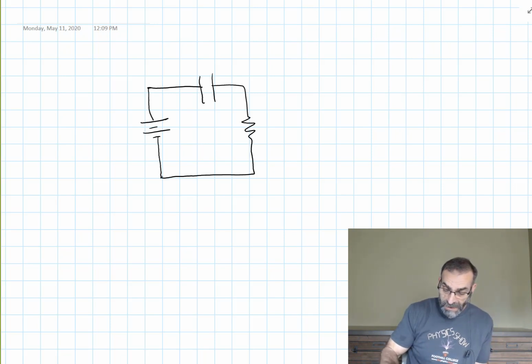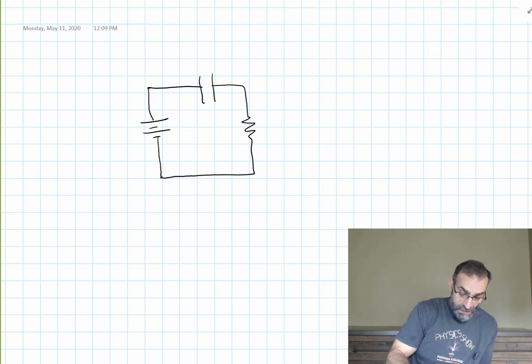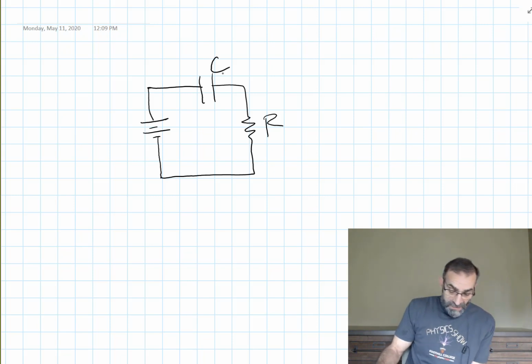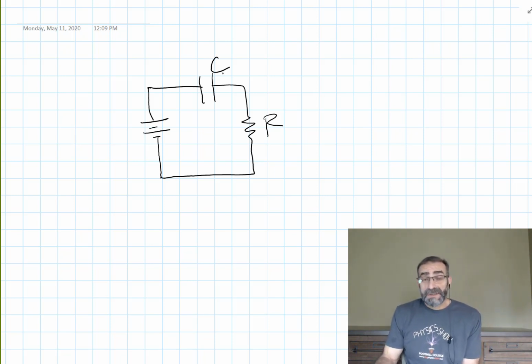So this is for charging. RC circuits, R for the resistor, C for the capacitor. So it has a resistor and a capacitor. And we'll do an RL circuit later on. L stands for inductor. Inductor resistor circuit. It has a time constant also. We'll measure the time constant of that circuit later on in the quarter.